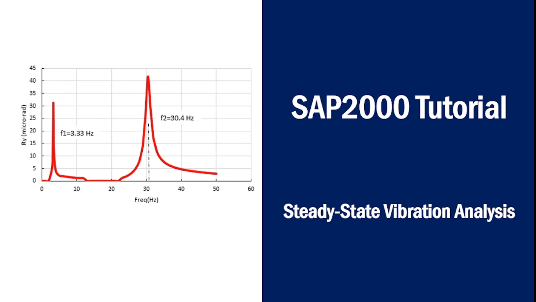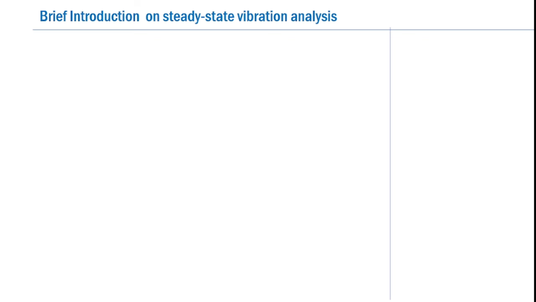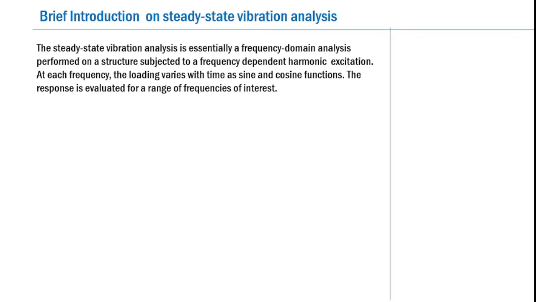Today I am going to demonstrate the steady-state vibration analysis through a simple tutorial using SAP2000. So as usual, let me first provide you a brief introduction on steady-state vibration analysis. The steady-state vibration analysis is essentially a frequency domain analysis performed on a structure subjected to a frequency-dependent harmonic excitation. At each frequency, the loading varies with time as sine and cosine functions. The response is evaluated for a range of frequencies of interest.